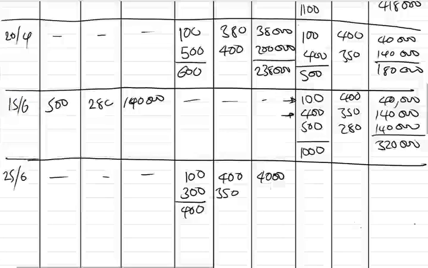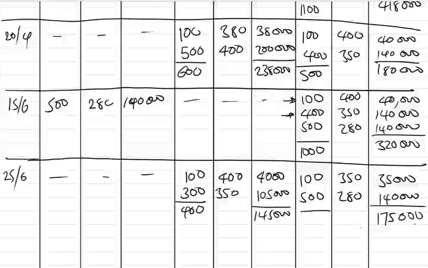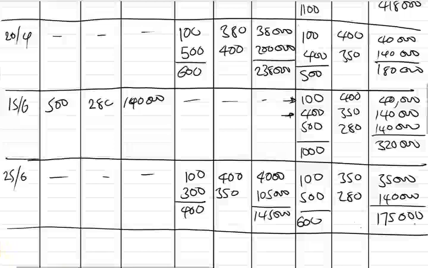So the other one should give us 105. To give that 145. Our balance now, right? The 100 has gone. In the 400, 300 has gone. That means only 100 is remaining at 350. And the other 500 is there at 280. So here it's going to be 35,000, right? And this one will be 140,000. Together, the balance will be 175,000. And the boxes will be 600. That's the last transaction.